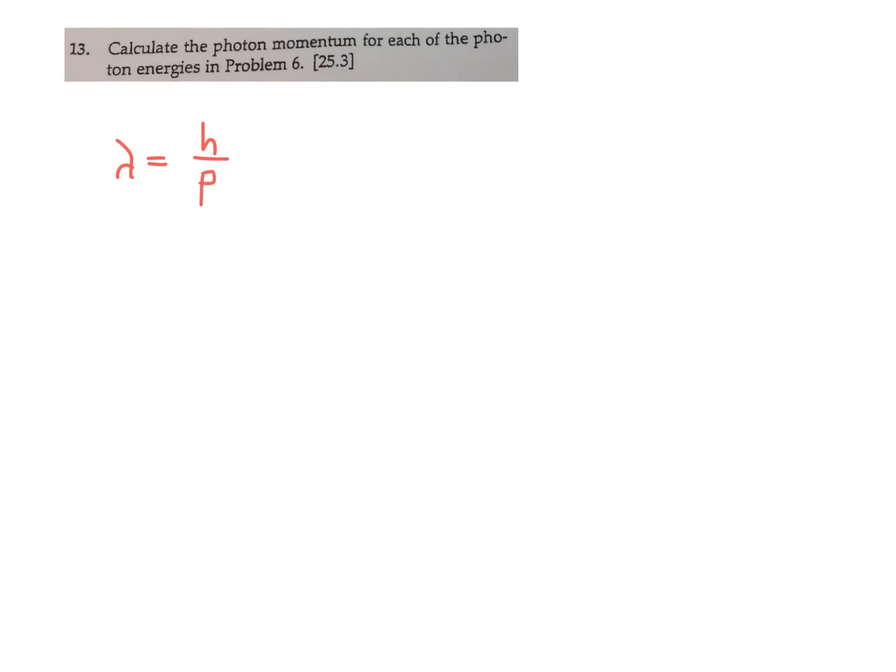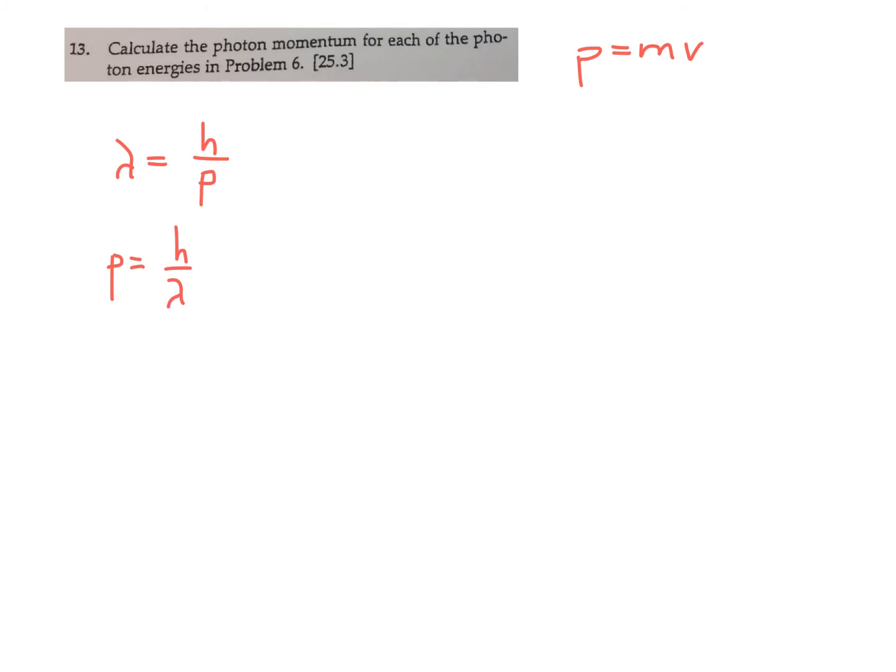And as a reminder, you cannot use p equals mv for photons. Photons have no mass. The p equals mv momentum equation can be used for particles with mass. Photons have no mass, so we need to use this equation on the left, the de Broglie wavelength equation. I will rearrange that: p, momentum, equals h over lambda.